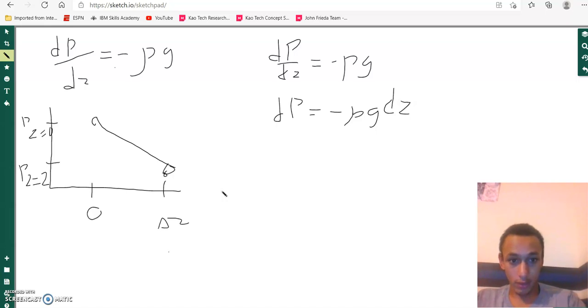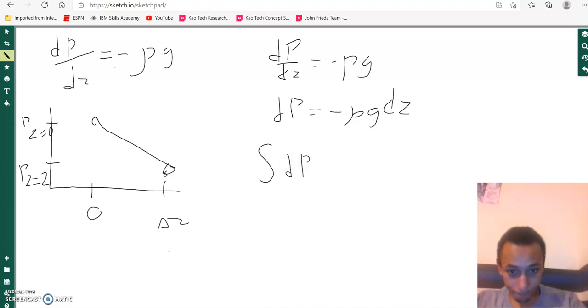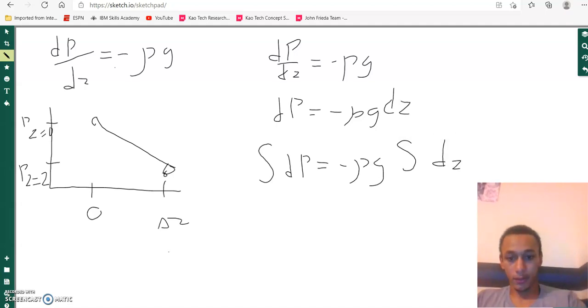And then let's integrate. For integrating, rho is constant in this situation, and gravity is always constant. And so we're going from, let's just say, pressure 1 to pressure 2. This one we're going from some point 2 to some point 1. That is a 2, not a z. Now let's integrate.